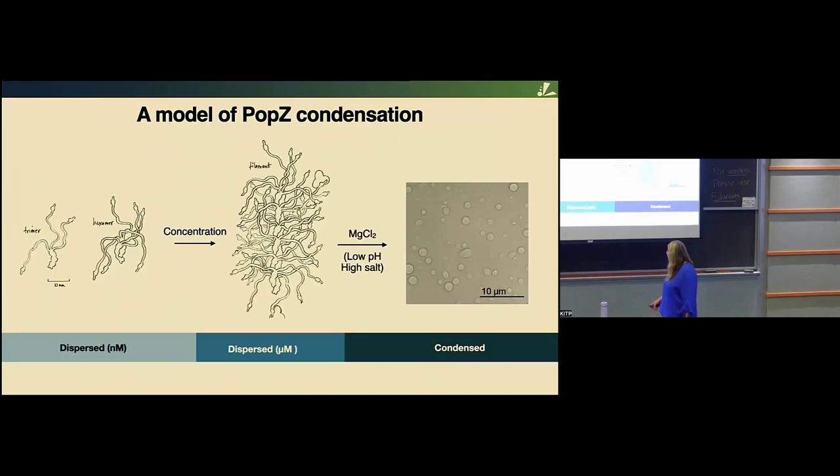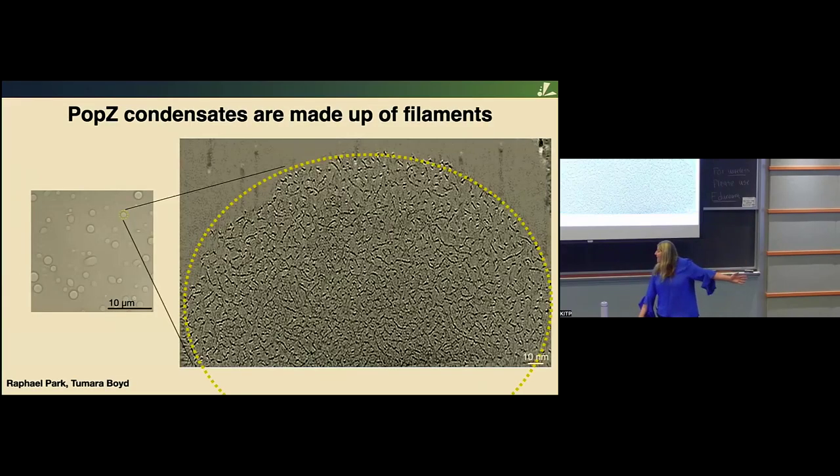And then, so what I told you so far, we have the trimers and hexamers. Actually, with increased concentration, we can get to those filament structures, and with the addition of magnesium, we're going to get into condensates. There are really filaments in the condensates. So here we worked with Raphael Park, a lab next door to me at Scripps Research, and a technician, Tamara. Here we took in vitro POPZ condensates, put them under cryo-ET, and you can actually appreciate these filaments, the structure here.